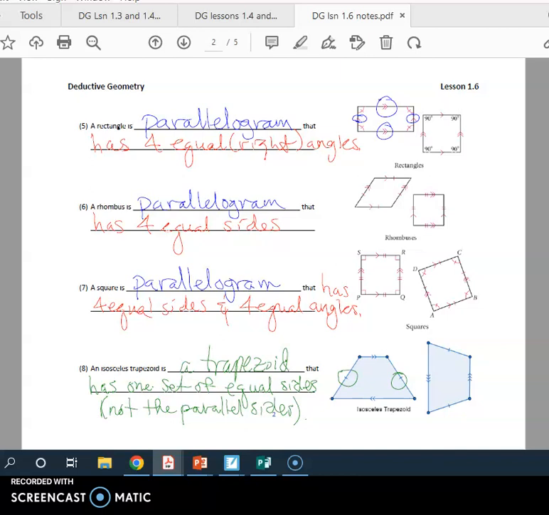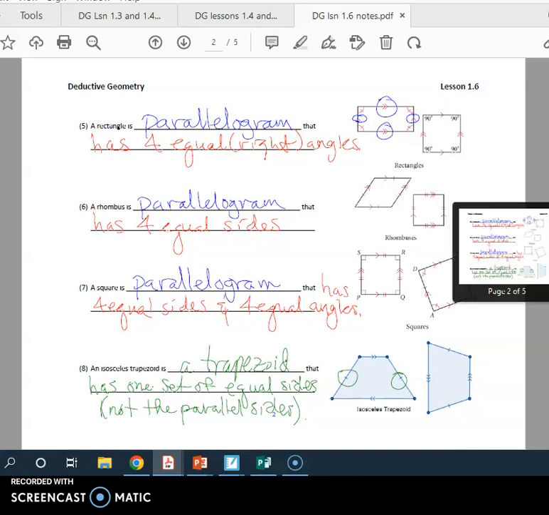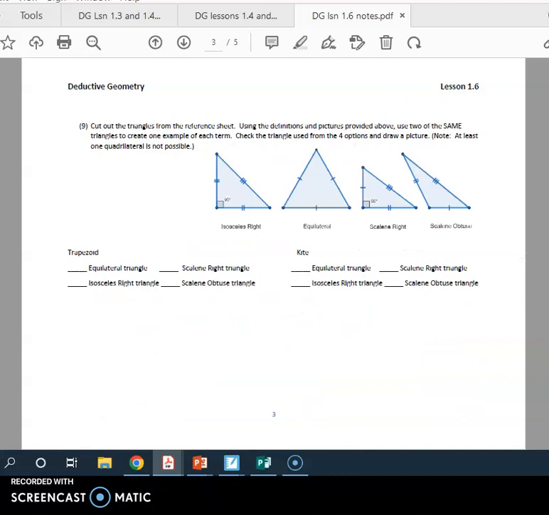But if I could make the sides I circled there equal, but also make the parallel sides equal, then all of a sudden I may have a parallelogram, and I might have a rectangle, rhombus, or a square. So again, these trapezoids are not parallelograms, they're not rectangles, rhombuses, or squares. All right, so this is kind of the investigation.